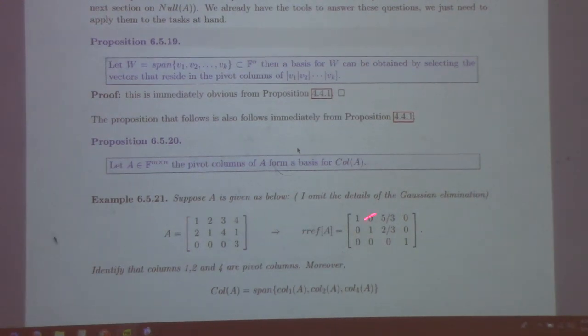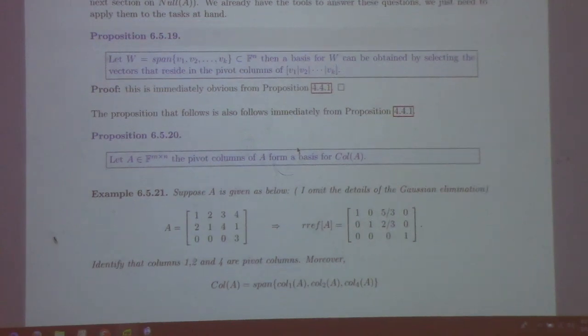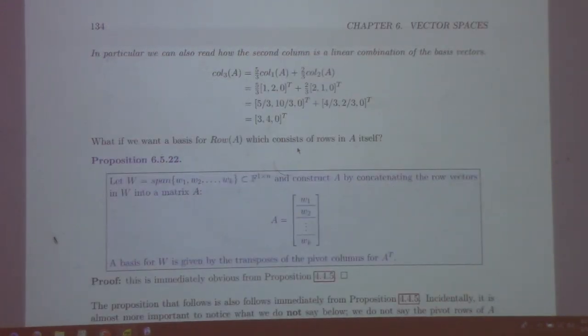So this not only gives you a way to find a basis, it actually gives you a way to read off coordinates, if you think it through, yeah? Which is probably not a point I emphasized here. A good way to improve this example in my notes would be to add a sentence: by the way, this also shows that the coordinate vector of column 3 is (5/3, 2/3, 0) if we take the basis to be column 1, column 2, column 4.